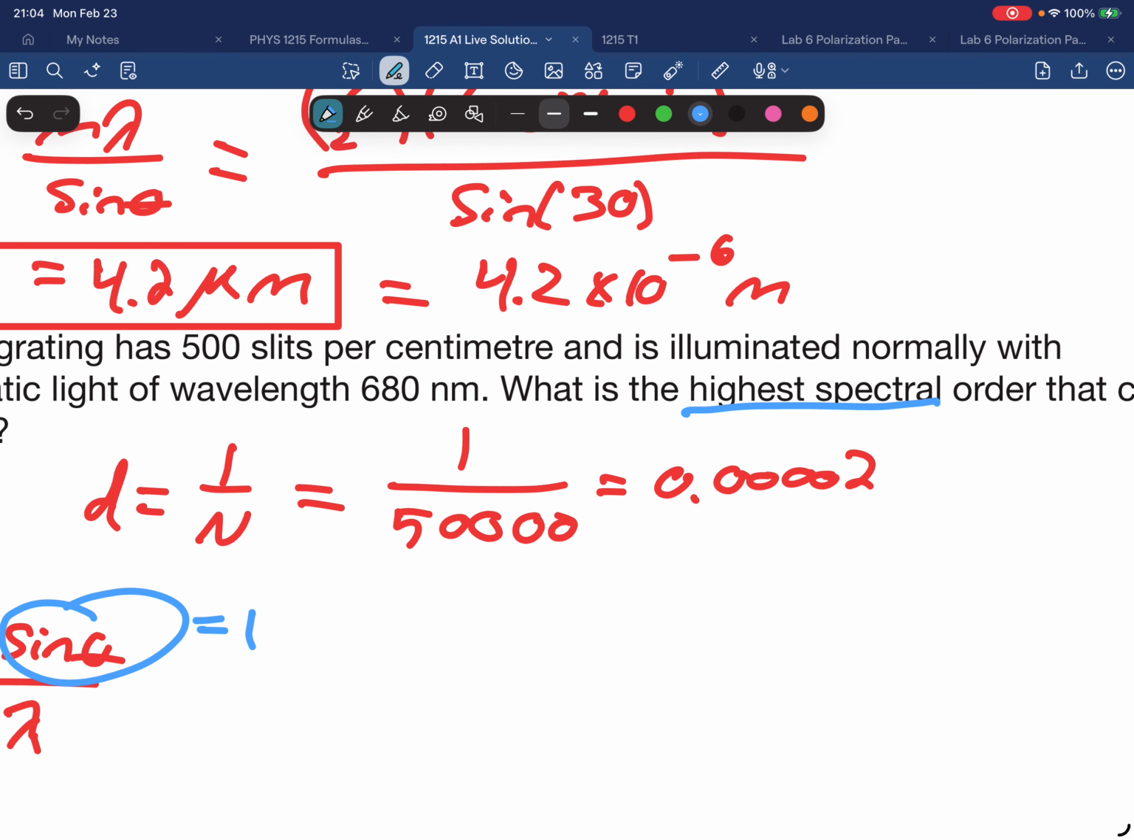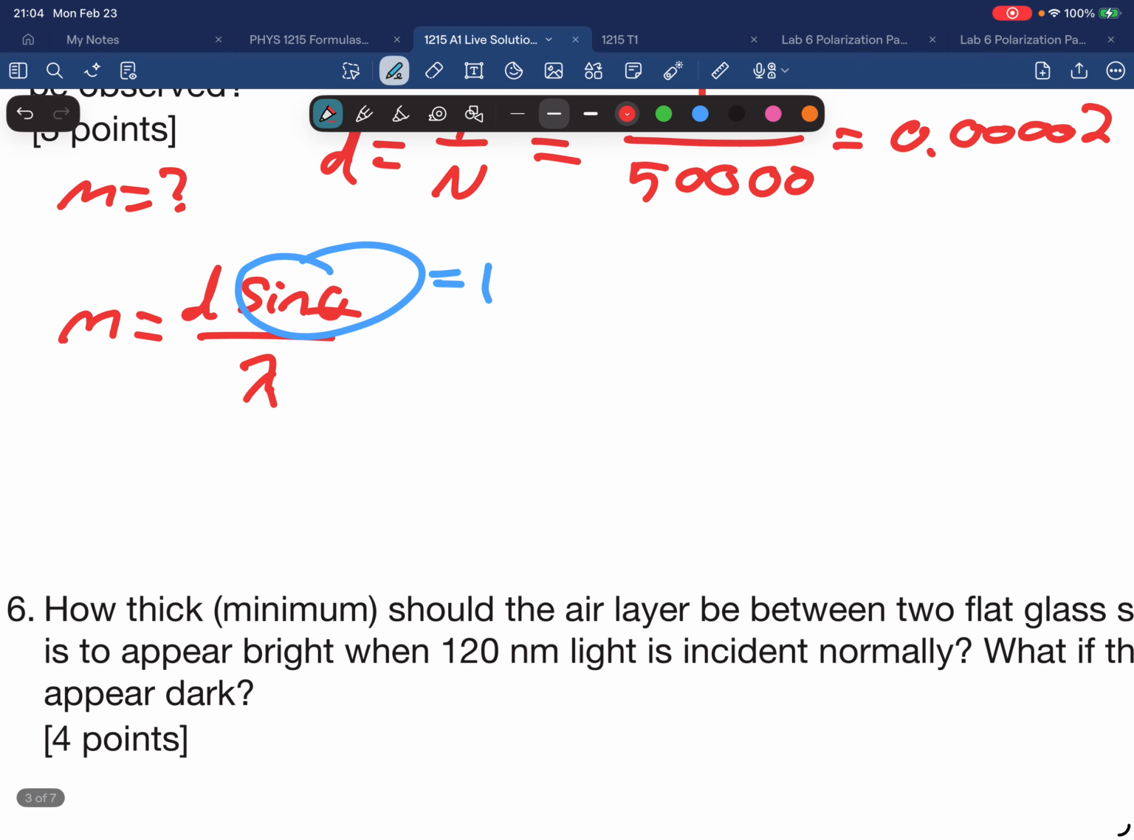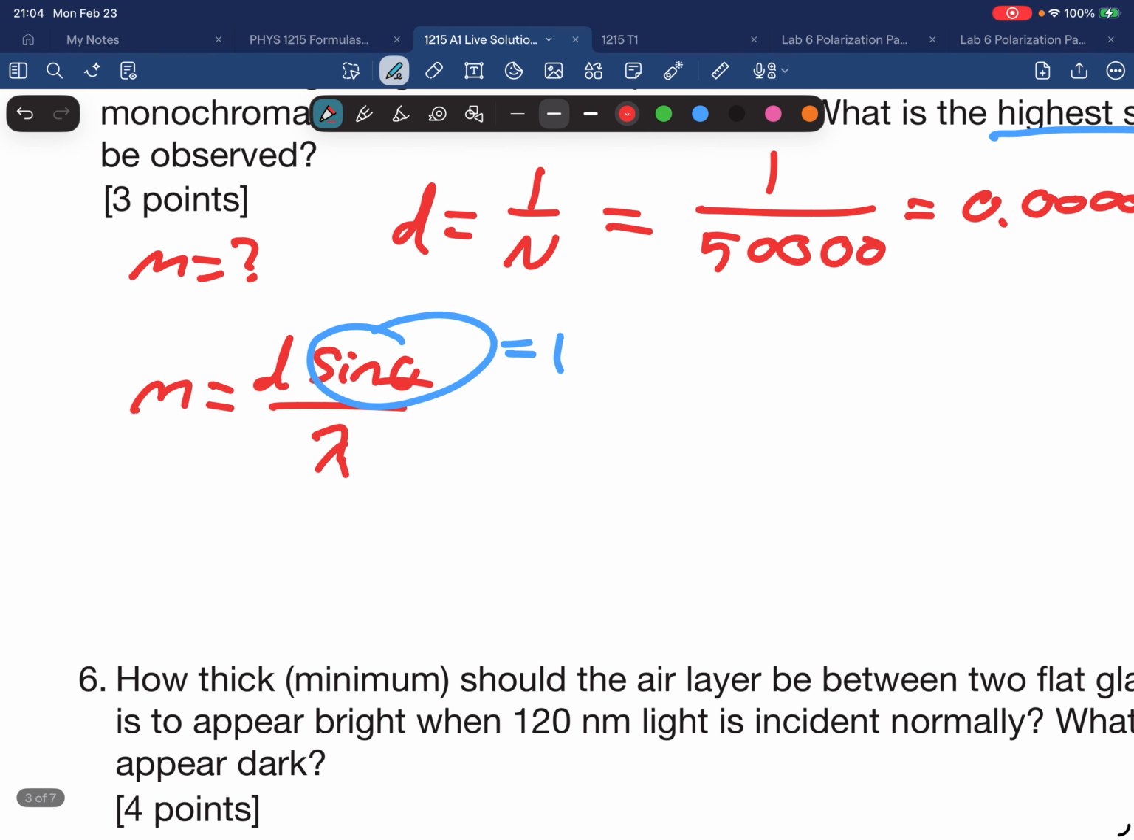There we go. Now they're a little bit color-coded at least. So sine theta is going to be equal to 1. The maximum value of sine theta is positive 1. So this is the highest spectral order that we could possibly see. Guaranteed here.